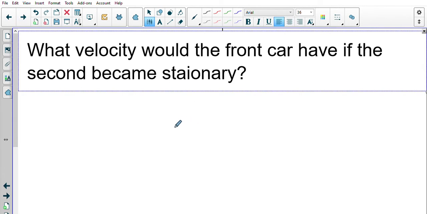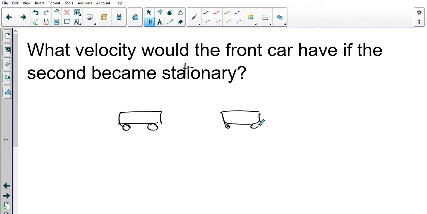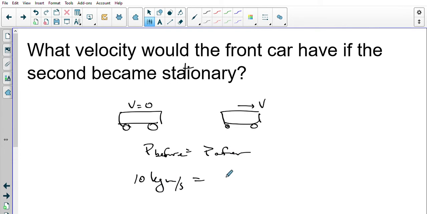What velocity would the front car have if the second car became stationary? So after the bang, we have two carts going, and this one is now going off with a velocity, but here the velocity is equal to 0. So again, p before is equal to p after. p before is 10 kilogram meters per second. And then we have our m1v1 prime plus our m2v2 prime.